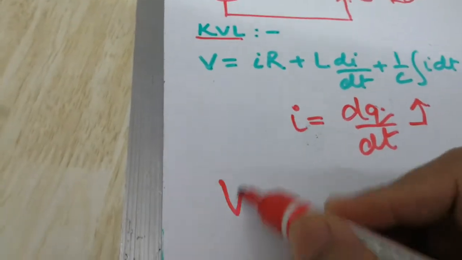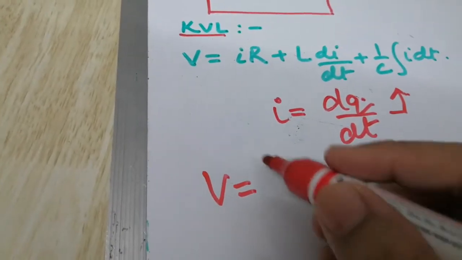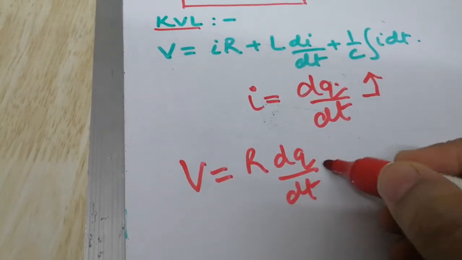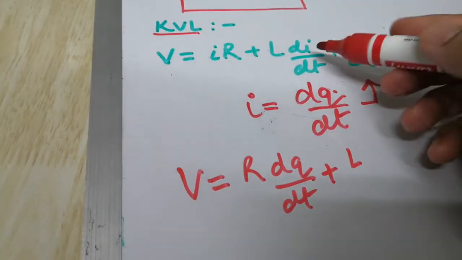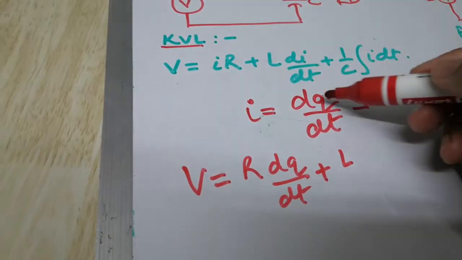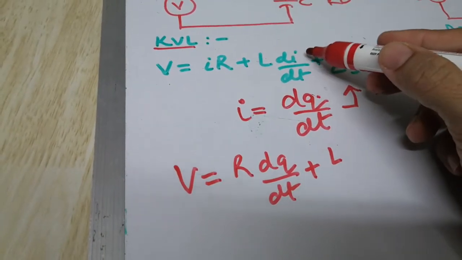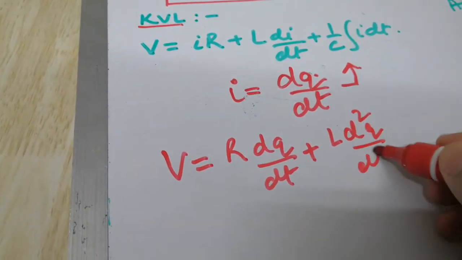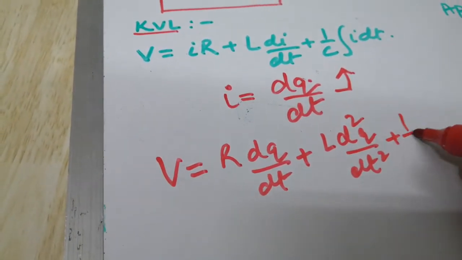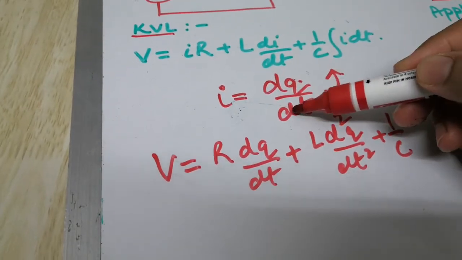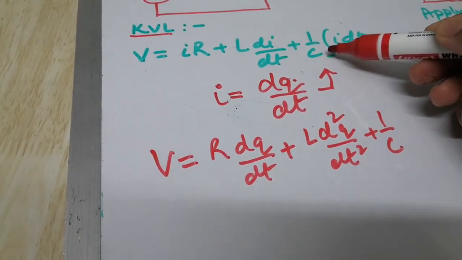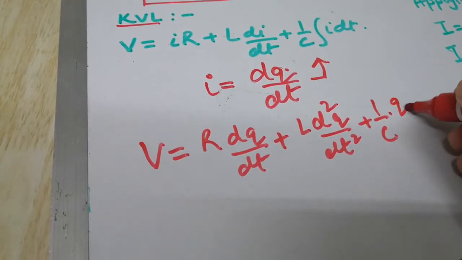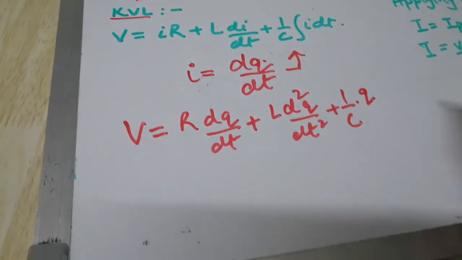So this makes our equation V equals R dq by dt plus L. When we replace I with dq by dt, that makes it a square term, so this is d square q by dt square, plus 1 upon C. This d by dt cancels out with the integral term, and what we get is 1 upon C into Q, or we can directly write it as Q upon C.